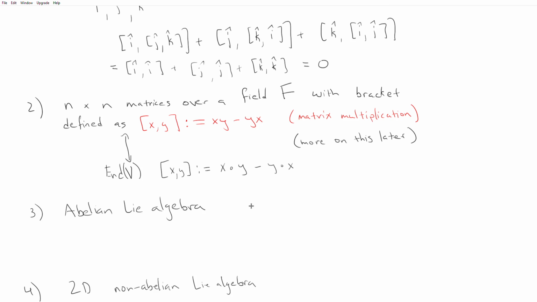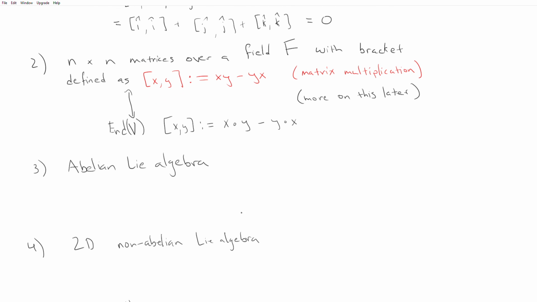The third example are the abelian Lie algebras. These are really not that interesting in their own right, because any abelian Lie algebra is just a vector space V where you define the bracket of any two vectors v, w to equal 0. The reason we say it's abelian is because every vector commutes with every other vector, if you think of it in terms of the commutator.